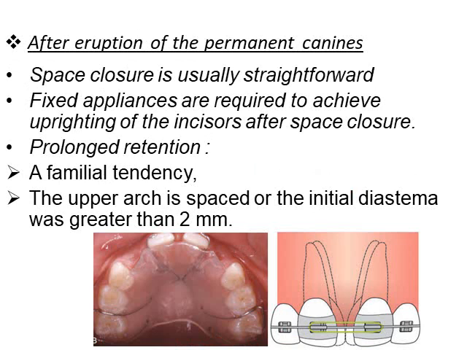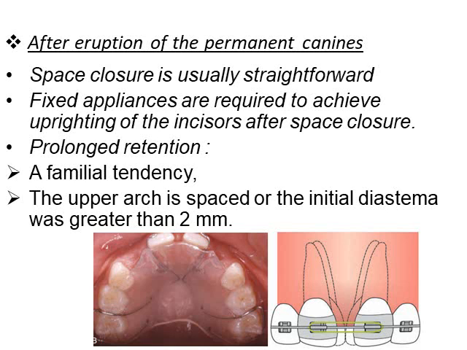After eruption of the permanent canines, space closure is usually straightforward. Fixed appliances are required to achieve uprighting of the incisors after space closure. Prolonged retention is usually necessary as the diastema exhibits a greater tendency to reopen, particularly if there is a familial tendency, the upper arch is spaced, or the initial diastema is greater than 2 millimeters.